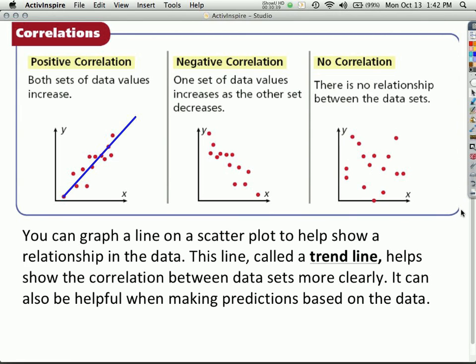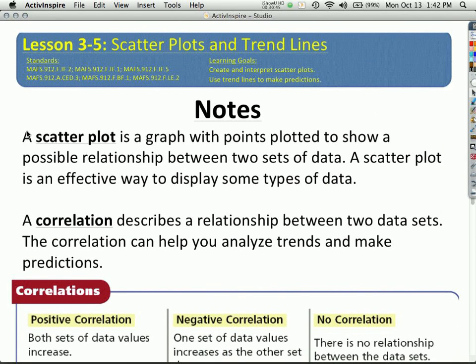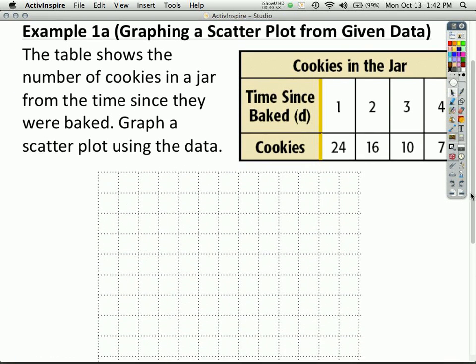Does anyone have any questions? Good, so let's start the building process for today. We're going to start with scatter plots, then we're going to talk about correlation, and we're going to end with actually doing a full study with a trend line. So let's start with just doing a scatter plot.